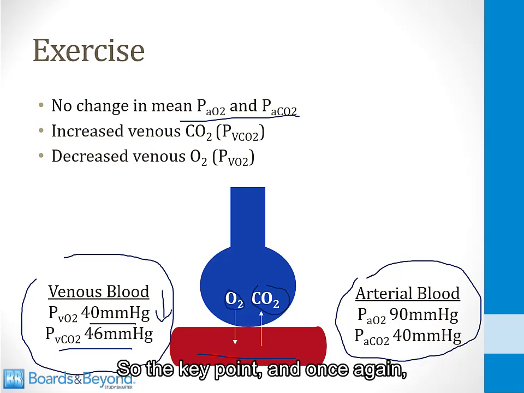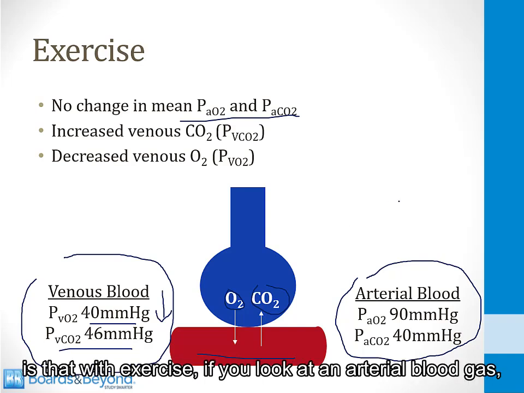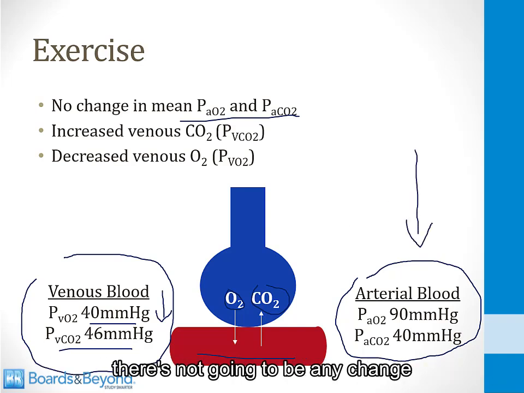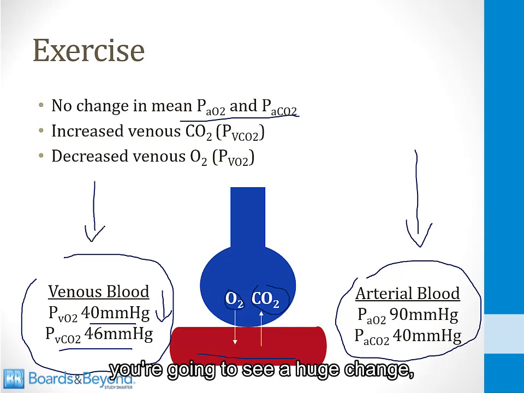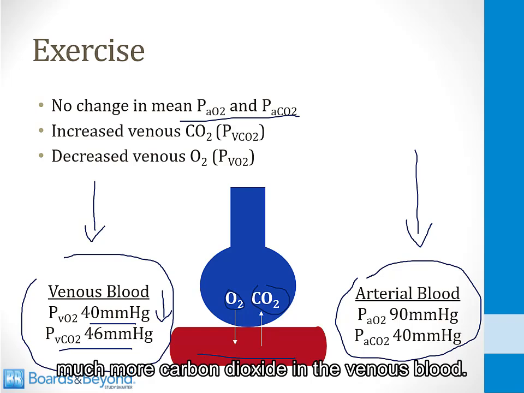So the key point, and once again this is super high yield for step 1, is that with exercise, if you look at an arterial blood gas, there's not going to be any change in the oxygen and carbon dioxide content. But if you look at the venous blood, you're going to see a huge change. Much less oxygen in the venous blood, much more carbon dioxide in the venous blood.